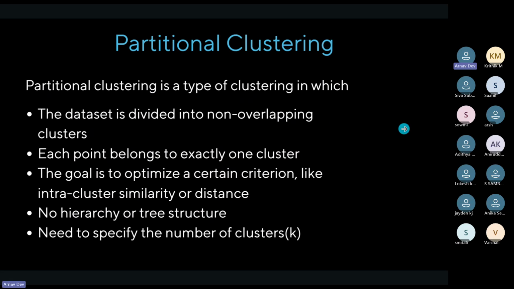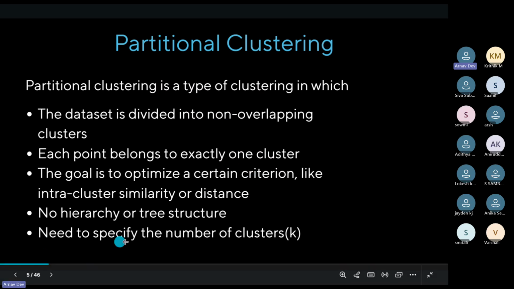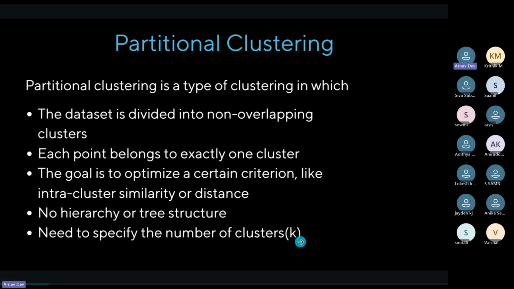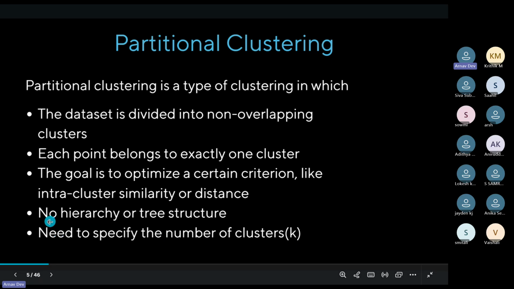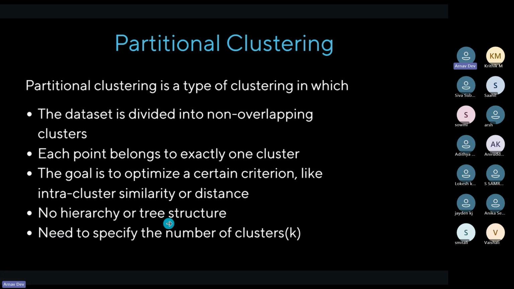So first of all, let's start with partitional clustering. It's basically the normal traditional form of clustering. We divide the data set into non-overlapping clusters, and each point belongs to only one cluster. The goal is to optimize a certain criteria like the intercluster similarity or distance, so you group data on the basis of distance. The important part in partitional clustering is that we need to specify the number of clusters that we need to form. We need to pre-feed the model with how many clusters we have to form. Another important thing is that there is no hierarchy or tree structure in this.